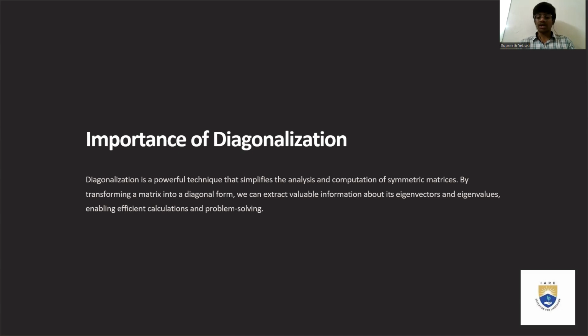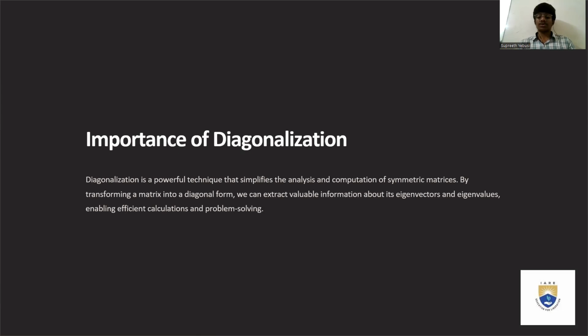Diagonalization allows expressing a square matrix A as the product P D P inverse, where P is the matrix of eigenvectors of A and D is the diagonal matrix consisting of the corresponding eigenvalues. This decomposition simplifies matrix operations, making it easier to analyze and manipulate the matrix.